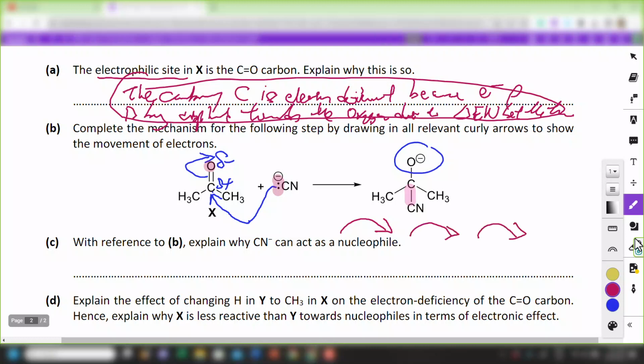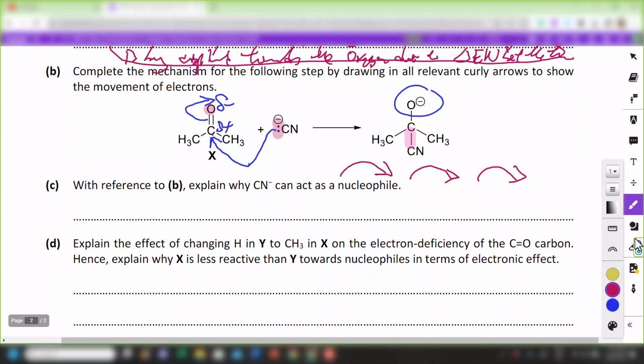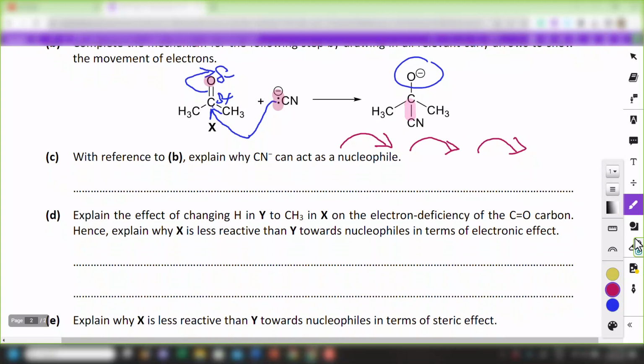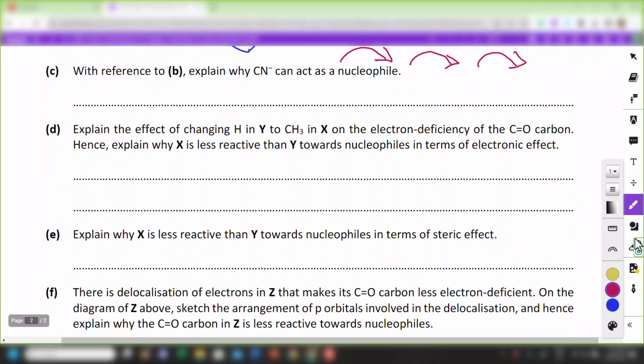And then for C, with reference to B, explain why cyanide can act as a nucleophile. What is the focus here? The focus is that it is electron rich at the carbon, because the carbon bearing the negative charge has a lone pair of electrons. Then explain the effect of changing H in Y to CH3 in X on the electron deficiency of the carbonyl carbon. Hence, explain why X is less reactive than Y towards nucleophile in terms of electronic effects.